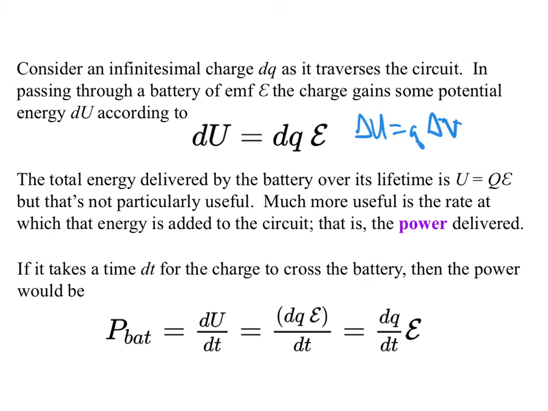The energy delivered by the battery over its entire lifetime would be total U, and it would be total charge Q times EMF, but that turns out not to be particularly useful. Much more useful is the rate at which the energy is added to the circuit, that is, the power delivered by the battery. If it takes the time dt for the charge to cross the battery, then the power would be P battery, which is dU/dt, which is dq times E over dt, which is dq/dt times E. We're playing a little fast and loose with the calculus there, but not too bad because batteries have constant EMF, so we can just treat it as coming out front.